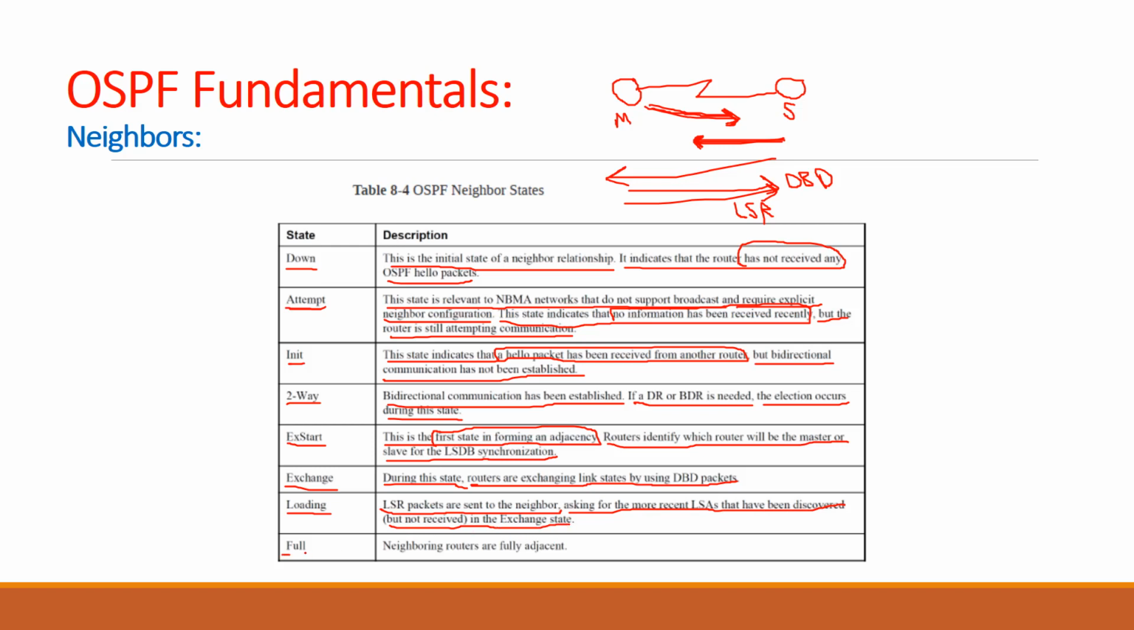And the last state is full. Neighboring routers are fully adjacent. These are the 8 OSPF neighbor states: down, attempt, init, two-way, exstart, exchange, loading, and full.